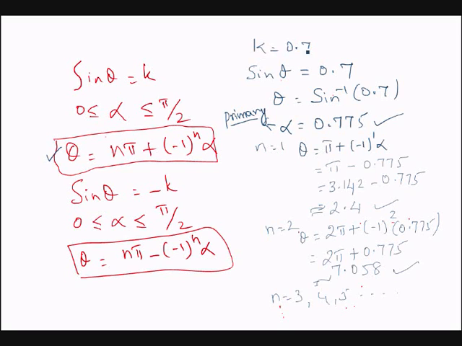Instead of k is equal to 0.7, if I had k equal to negative 0.7, the first step of finding the primary angle remains the same. We are not changing this 0.7 to negative 0.7 here. This is always taken as positive. Though the equation is sin theta equal to negative 0.7, theta, the first primary angle, has to be taken as sine inverse of positive 0.7 because the primary angle lies between 0 and pi over 2. And 0 and pi over 2 is the first quadrant, and all values in this quadrant are positive. Therefore, we are finding the primary value with positive value of k only.